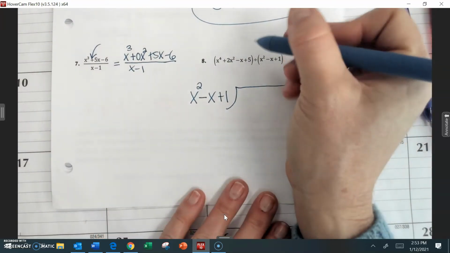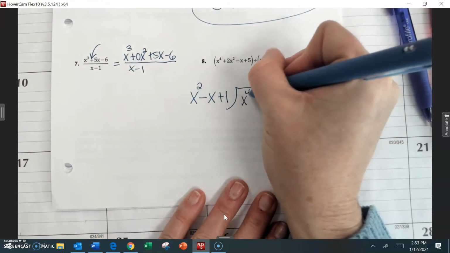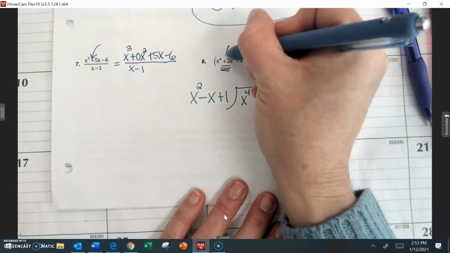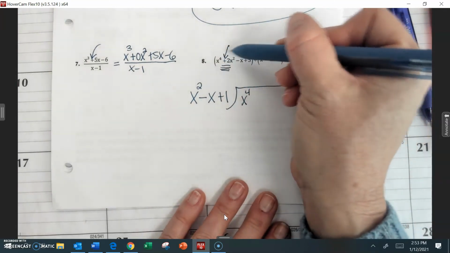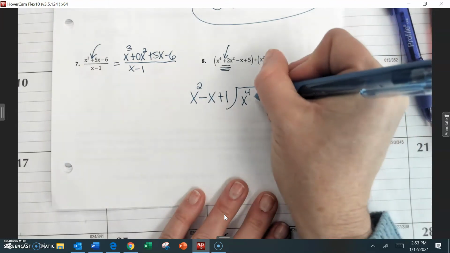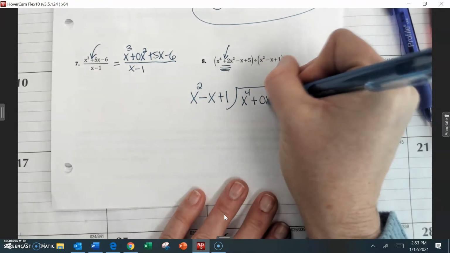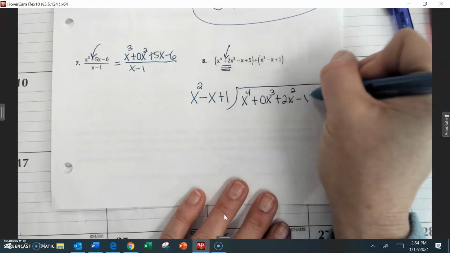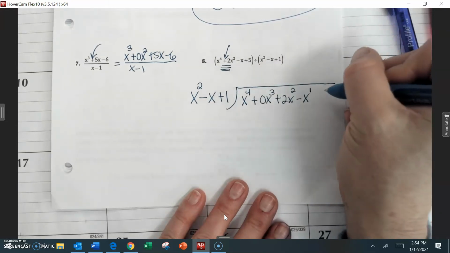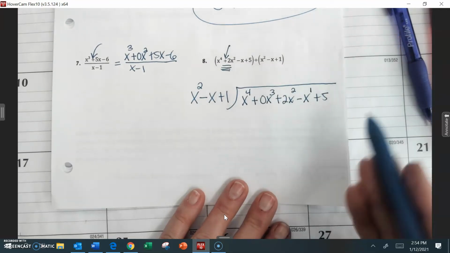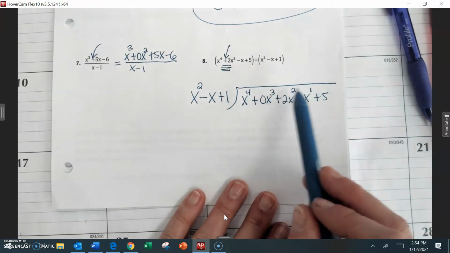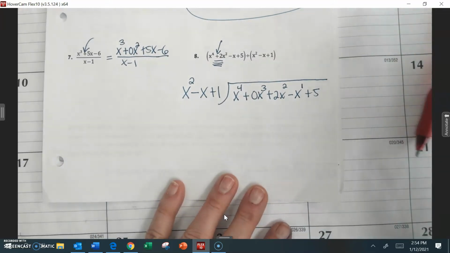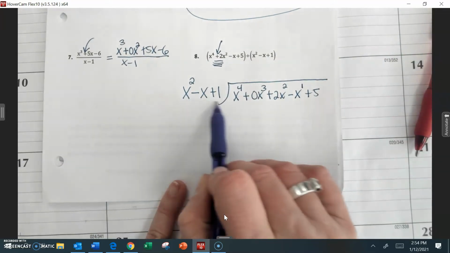And on the inside, we have x to the 4th. Now normally, we would have a spot in between powers of 4 and powers of 2. So we need a placeholder. So I'm going to put in a 0x to the 3rd plus 2x squared minus x to the 1st. You can't see it, but it's there, plus 5. So notice it goes 4, 3, 2, 1, constant. That's what you want. Now the only difference here is that we have 3 terms.